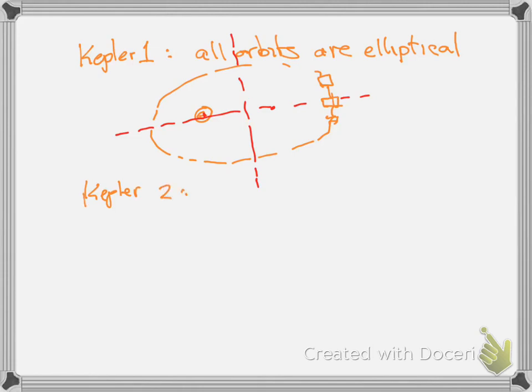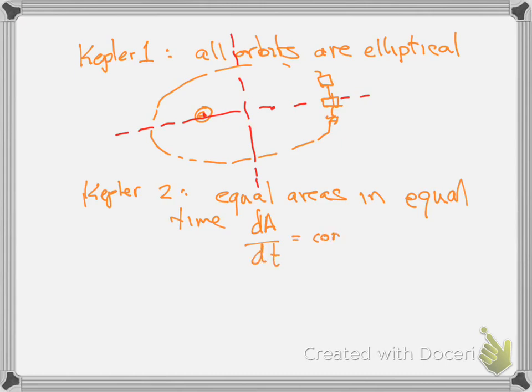We spent enough time on that. Equal areas and equal time, and we justified it qualitatively. But equal areas and equal time can also be written as the time rate of change of area, dA/dt, equals a constant. That means that a planet orbiting a sun or a star sweeps out the same amount of area per unit time, no matter where it is on the ellipse.